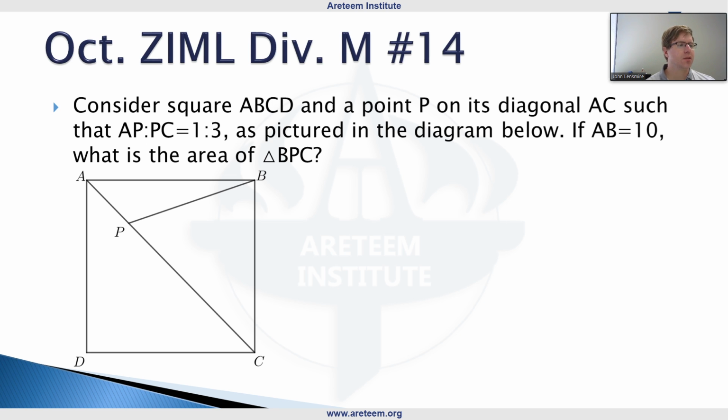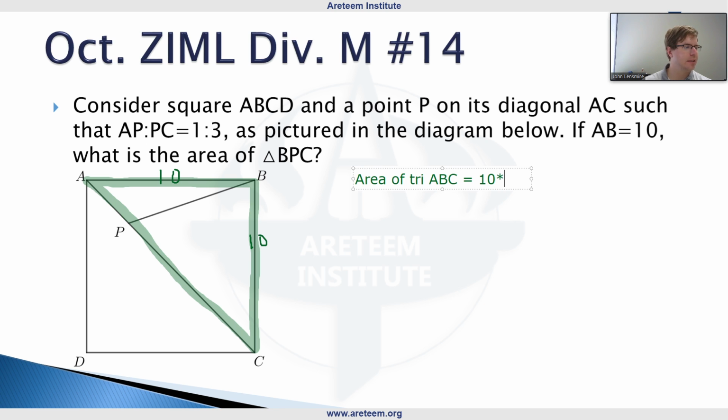Okay. So 10 and 10. What can we very easily calculate? We can very, very easily calculate ABC. Everyone should have no trouble saying that the area of triangle ABC is 10 times 10 divided by 2, which is 50 in this case.